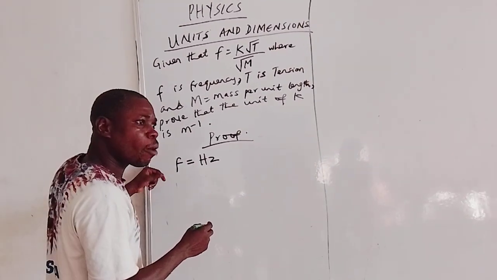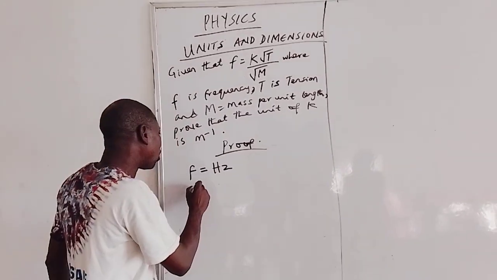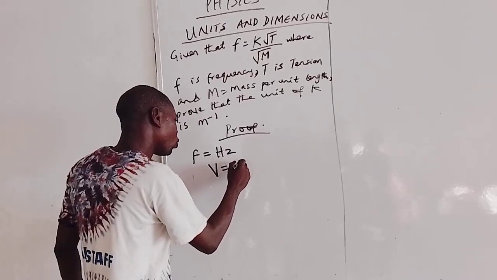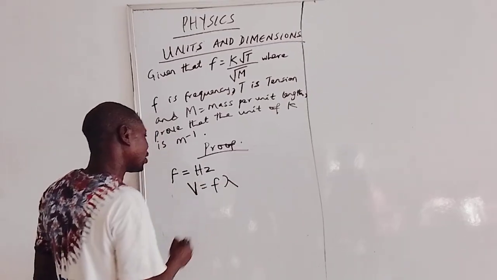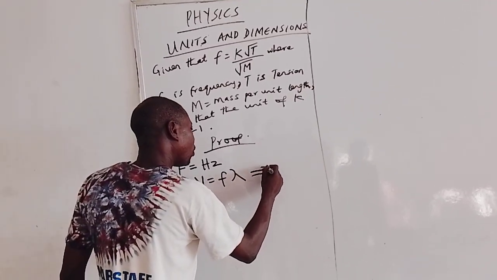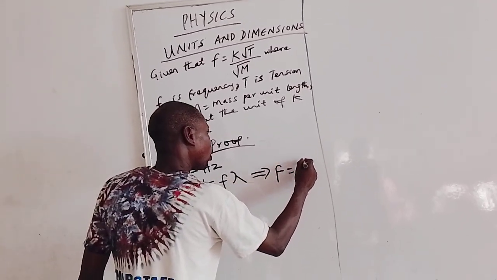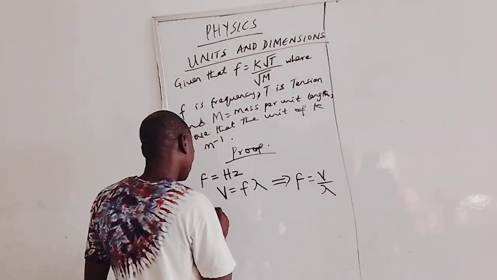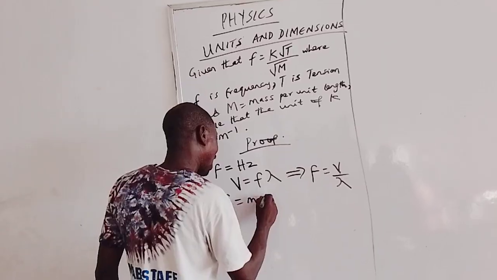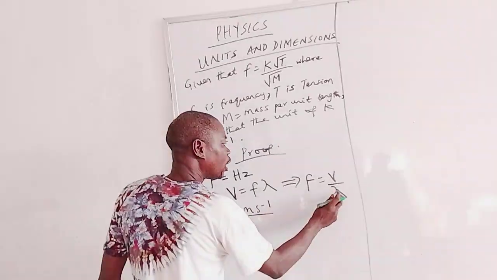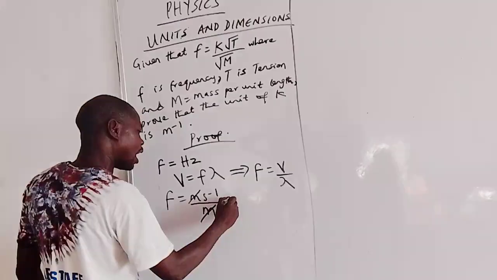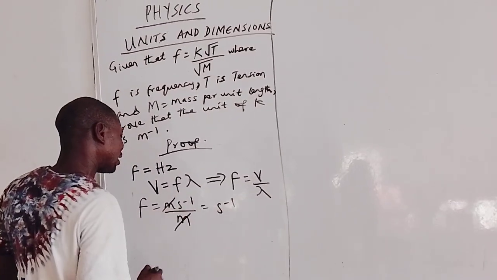So what makes up frequency? From the wave equation, velocity is equal to frequency times wavelength. So what does that imply? If I make frequency the subject of the formula, frequency is equal to velocity over wavelength. So frequency is equal to the unit of velocity, meter per second, all over the unit of wavelength, meter. So when meter cancels out meter, we are left with per second.